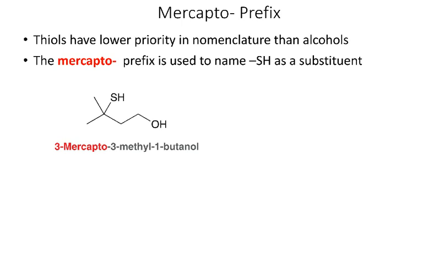So when I name this compound, I'm going to number it 1, 2, 3, 4, so that the alcohol gets the lowest number possible. And then I'll name the methyl group as a substituent. It's just a methyl. And then the thiol, I'm going to name it as a mercapto. And I'll put the mercapto and the methyl in alphabetical order. So then this compound would be 3-mercapto-3-methyl-1-butanol.